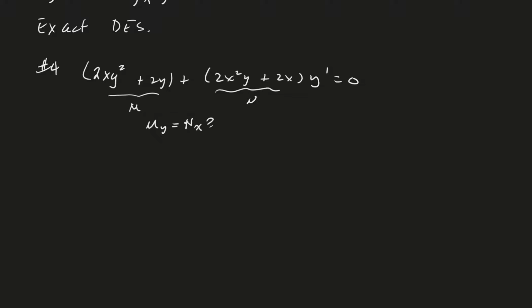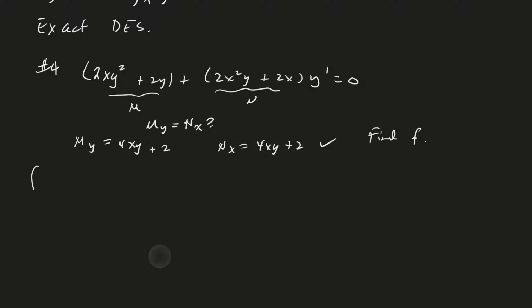That's our question. Okay, so M sub y is equal to 4xy plus 2, and N sub x is equal to 4xy plus 2. Check. Good. Now we want to find f.